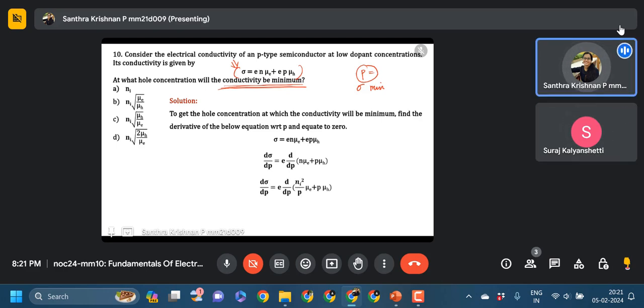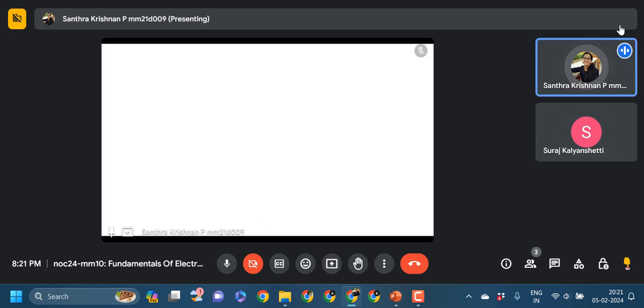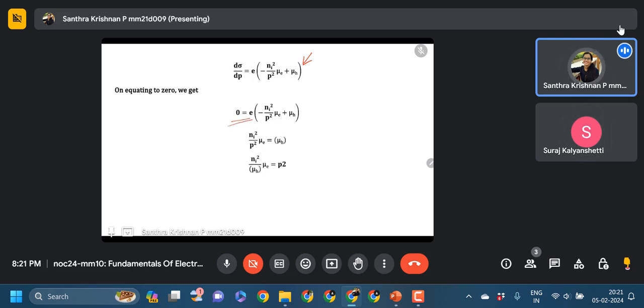Just the basic principle, like what is the differential of 1 by x or x into a, etc. Only those things. That explanation I will deal with in the next class. The differentiated part goes to something like this, and once differentiated, we equate it to 0. On solving, we'll get the final answer: P is equal to Ni root of mu e by mu h. At that value of holes, your conductivity will be minimum.